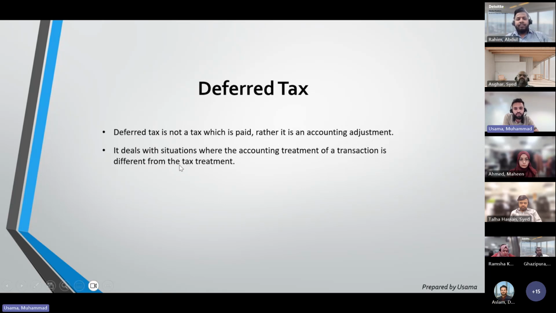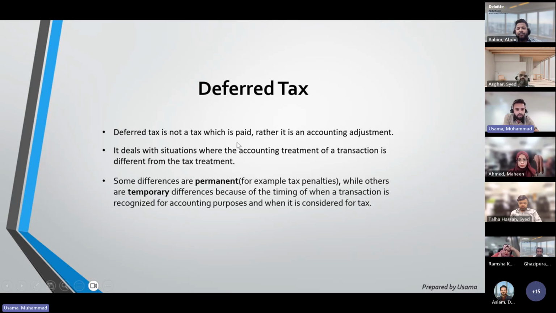Right. So because the accounting treatment of the transaction is different from the tax treatment, deferred tax arises. And the last point is very crucial: if the difference is permanent, like tax penalties, which will never be settled after the accounting adjustment, then we should not account for the permanent difference. We can only cater for the temporary difference in our deferred tax adjustments.